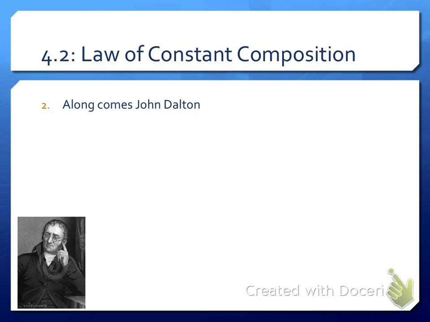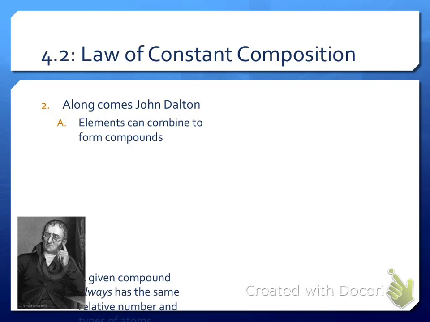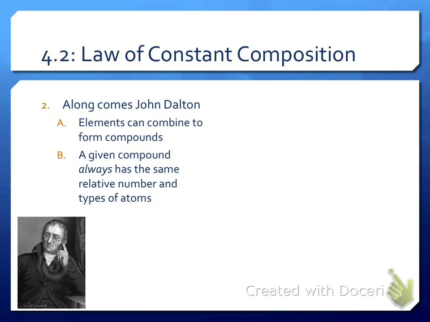Well, luckily along comes this guy, John Dalton. That's him in the lower left-hand corner there. And he says a couple of things in a theory that he postulates. He says, okay, first of all, elements that we know of on the periodic table, which wasn't invented when he was around, but these elements can combine to form compounds. And then he says the second point, which is very important in his theory. He says a given compound always has the same relative number of types of atoms. So he is saying the reason that the ratio of oxygen to hydrogen by mass is always the same is because the number and types of atoms in every single water molecule are always the same.